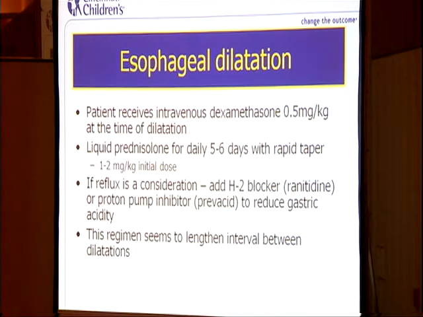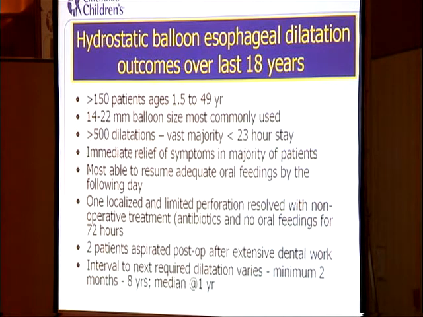These patients generally tolerate this very well, and about half of them are home the same day, and those who live a long way away end up spending the night and going home the next day. But most of them are eating relatively well in a short period of time. So we've done now more than 150 such patients from 1.5 years of age, which seems to be the youngest age that strictures develop, up to 49 years of age. The balloon size varies from 14 to 22 millimeters, depending on the size of the patient. As I mentioned, we've done more than 500 dilatations, and most of the patients have excellent relief of their symptoms.